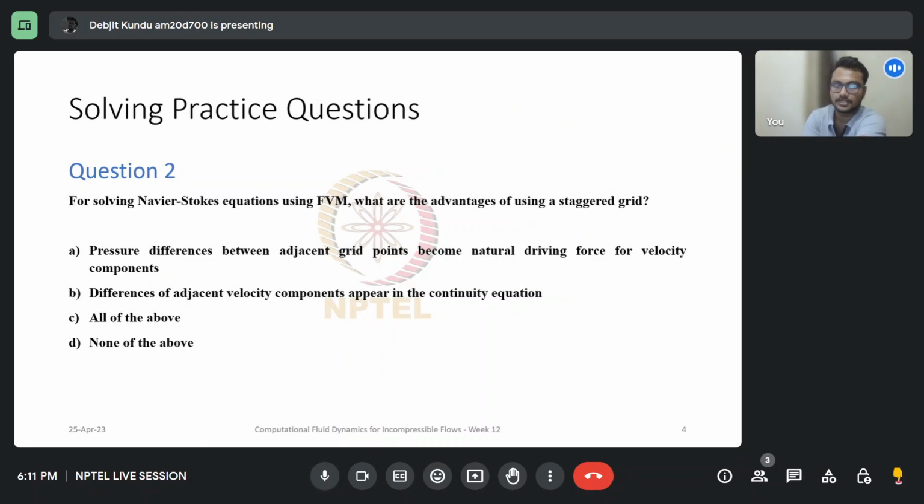So is it option A? Pressure differences between adjacent grid points become natural driving force for velocity components. Option B. Differences of adjacent velocity components appear in the continuity equation. Option C. All of the above, that is both A and B. Or is it option D? None of the above. So read the question and the options carefully and try to figure out the correct solution for this one.